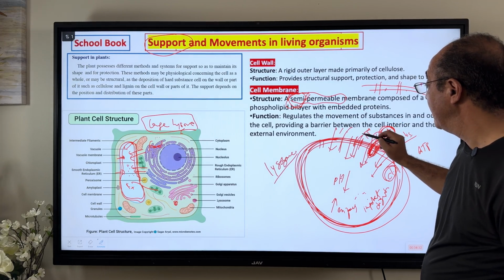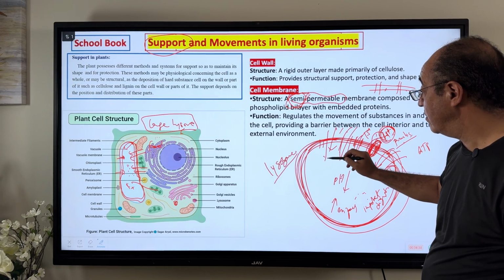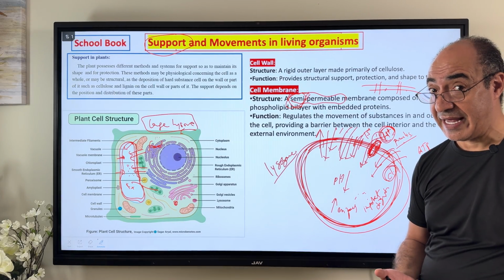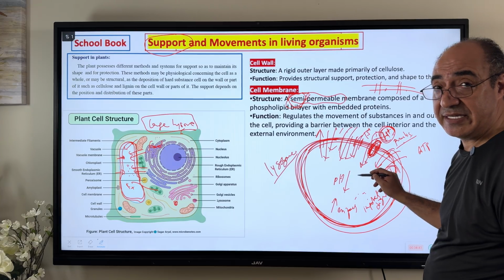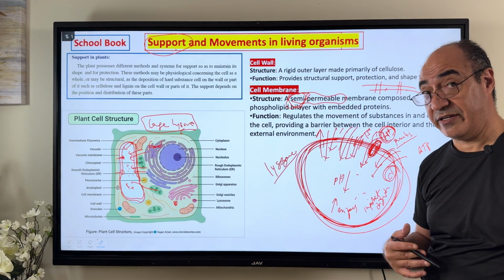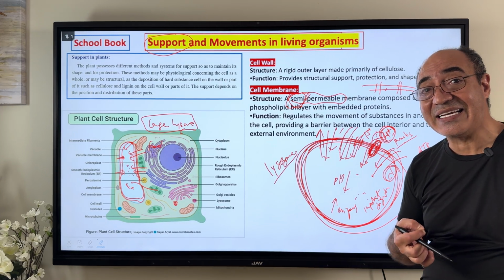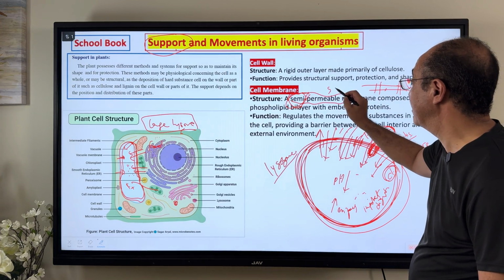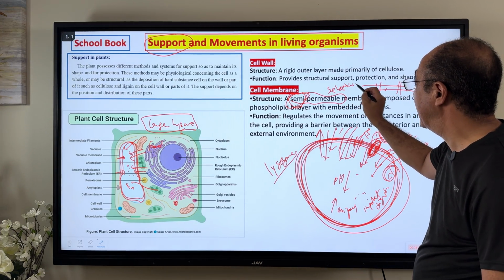If you don't have the pump, this membrane allows entry of water or exit of water, but it doesn't allow the entry or exit of other bigger material or other different material. It's selective for that function. So these membranes are selective. That's the other word I want you to understand.